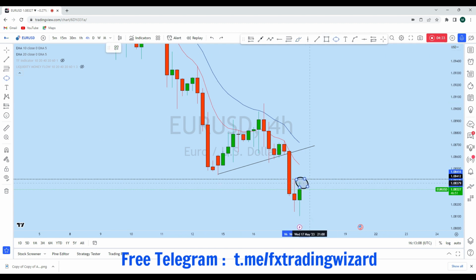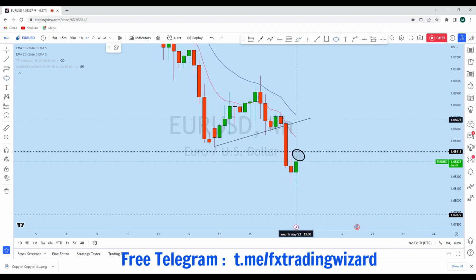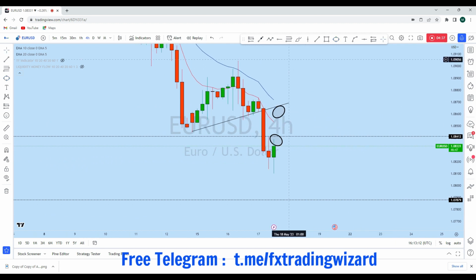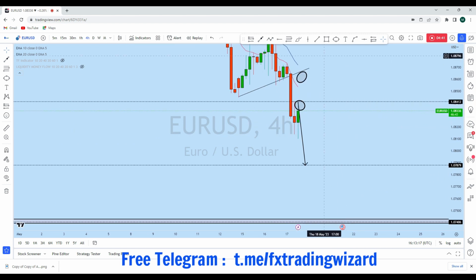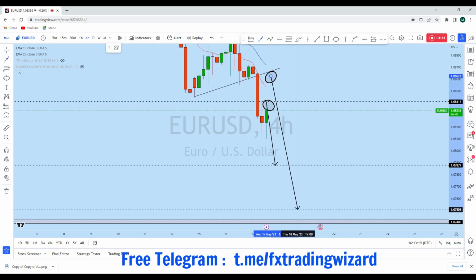As soon as we find a suitable entry according to the rules of our strategies on EUR/USD, based on the current price action, we will consider going short on EUR/USD with a high probability trade setup with our students.